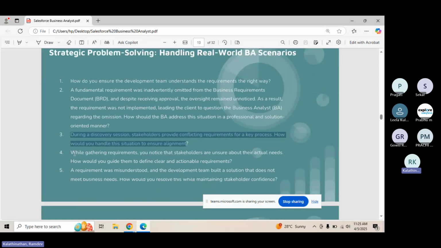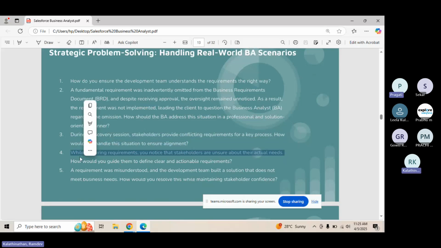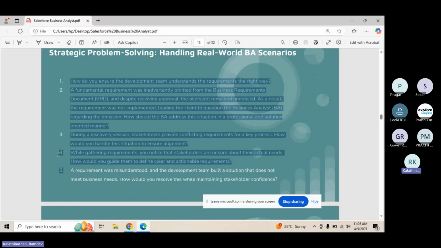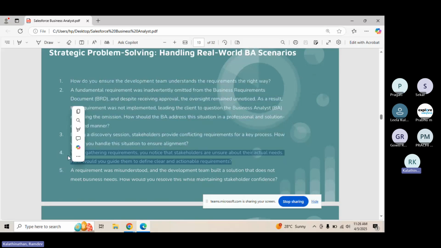And while gathering requirements, you notice that stakeholders are unsure about their actual needs. They don't even know what you're supposed to do. This is also a pattern that I've seen with a lot of manufacturing industries, to be very precise. They don't even know what they want. They just come and say, do this, do that, but they will not even be able to articulate a problem statement. A few companies I've seen with this pattern. So again, as a BA, how would you handle this?